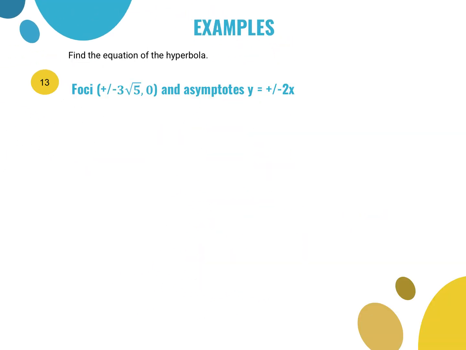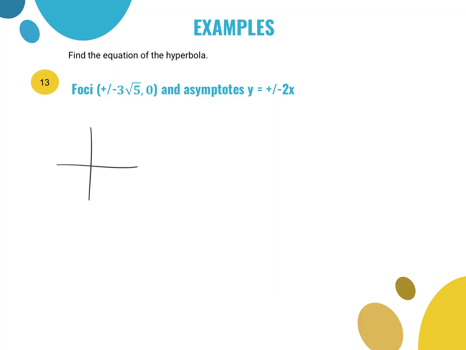All right, two more examples in this set of notes, and they're fairly challenging, right? So let's just have a look at this one. We have foci and we have asymptotes, right? So let's graph our information. Plus or minus 3 square root of 5.